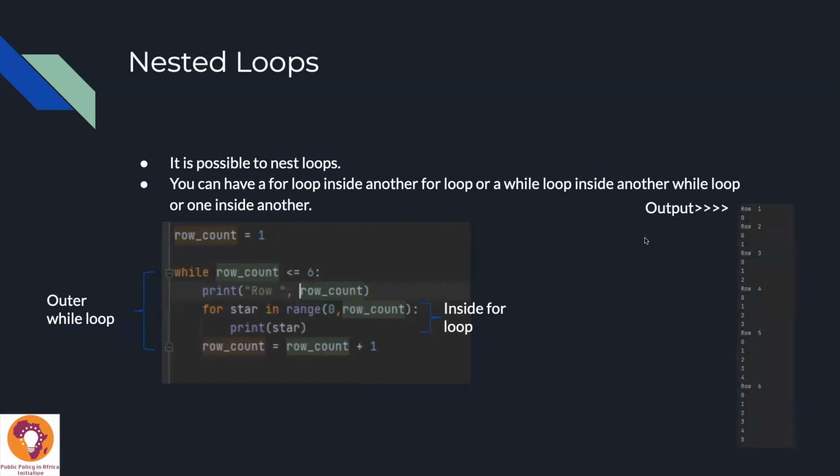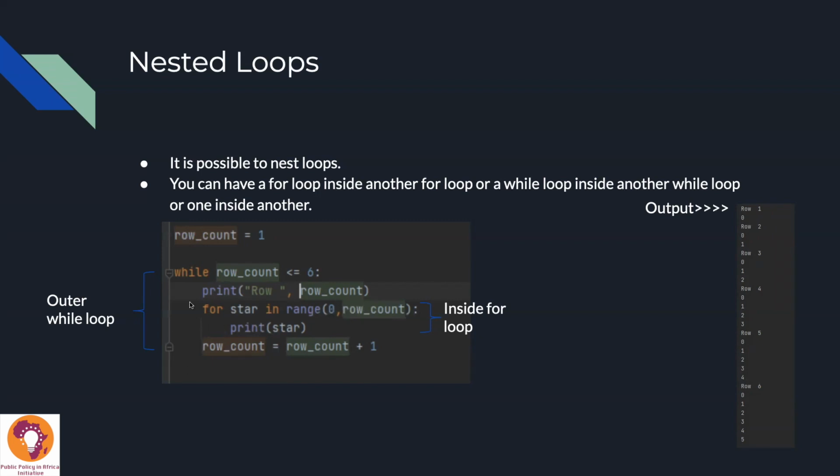So this outputs row 1. What we do here is first row count is equal to 1. While row count is less than or equal to 6, we print row and then the row count. So we print row 1. And then for star in range 0 to row count, so for the value 0 to 1, and something I forgot to mention is that this end value is exclusive, so it won't actually be printed here. Then we just print star. So we just print 0 there, because only 0 is returned since we're going 0 to 1. And then we're going to increment row count.